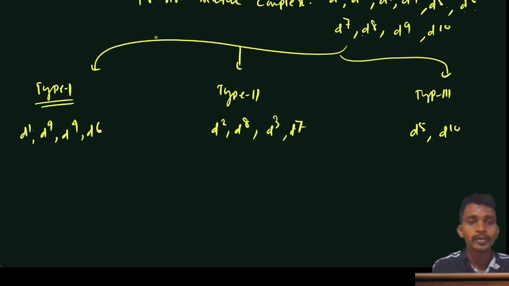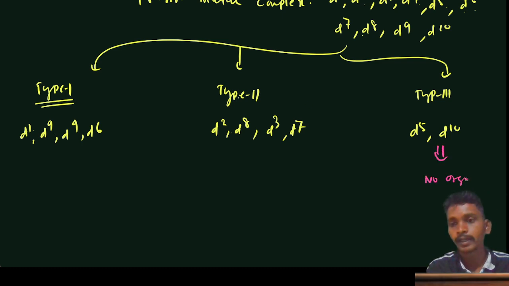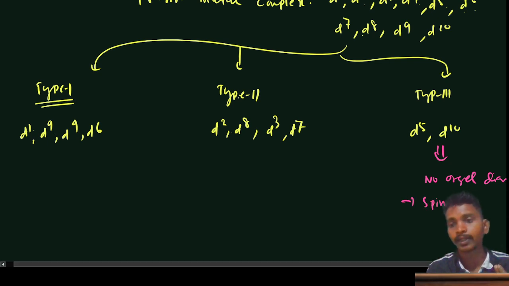Okay, so all I have used. Type 1 is this, type 2 is this, and type 3 is this. For this there are no Orgel diagrams, because Orgel diagrams require that spin should be allowed, but here spin is not allowed.